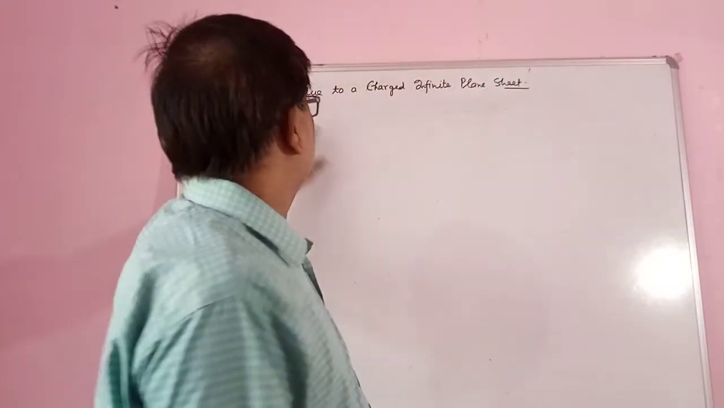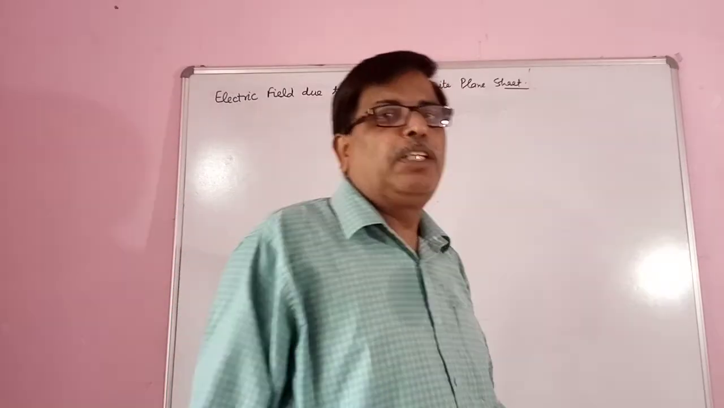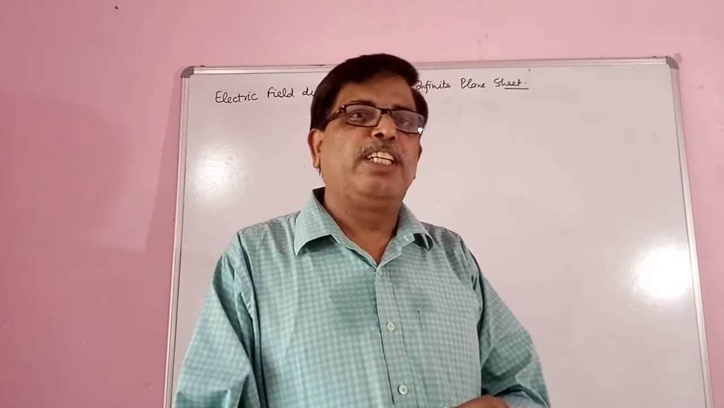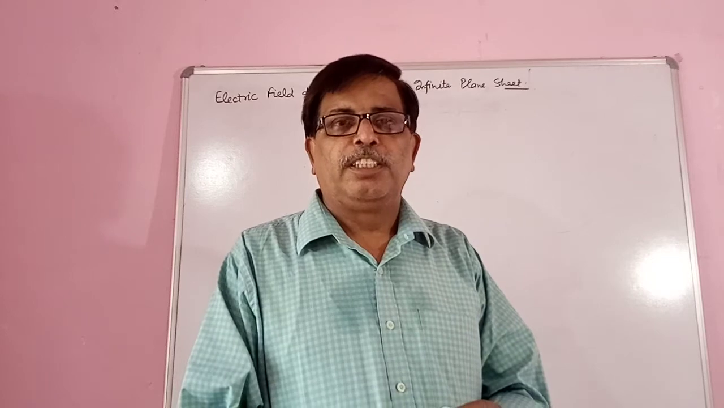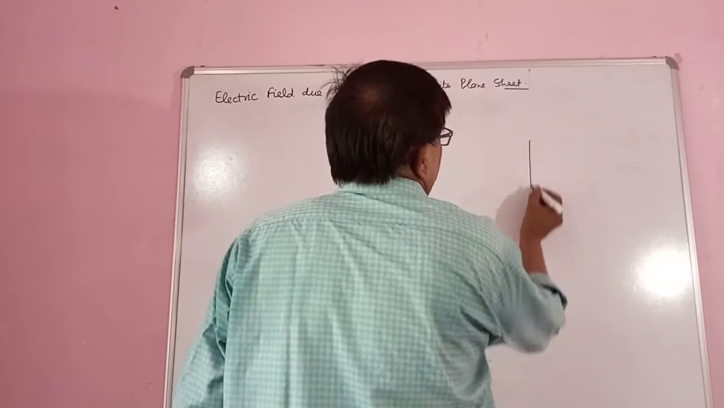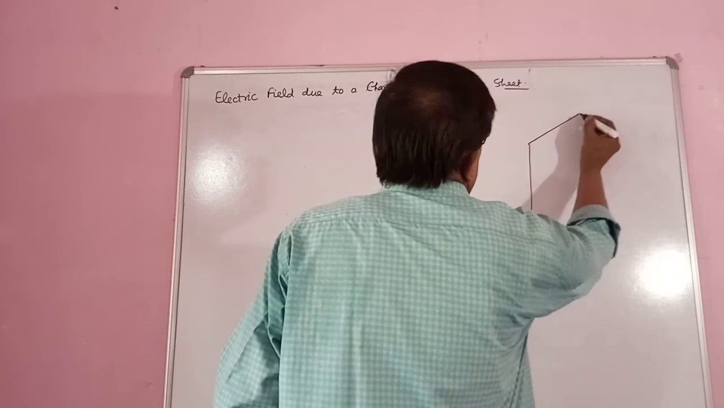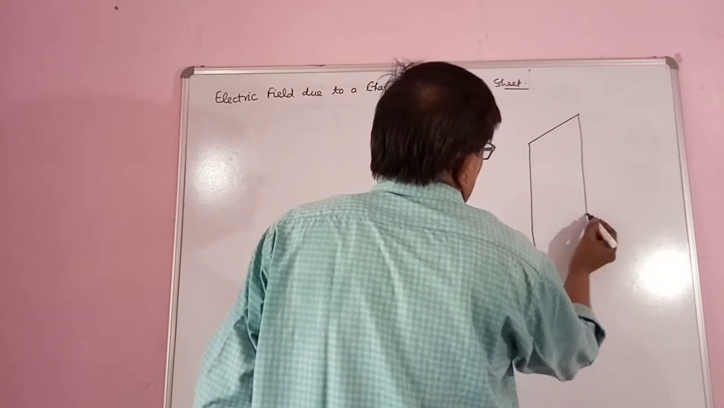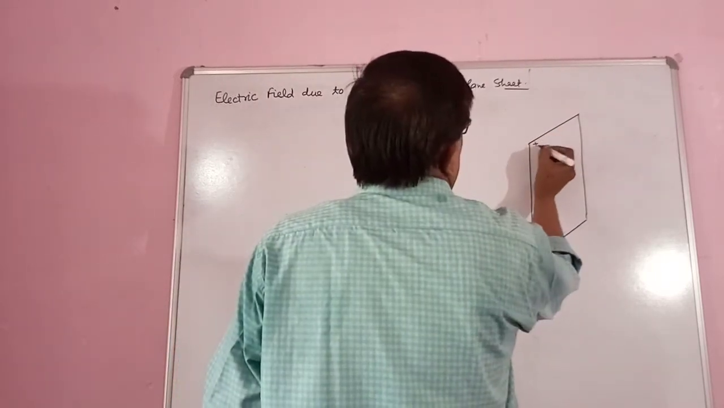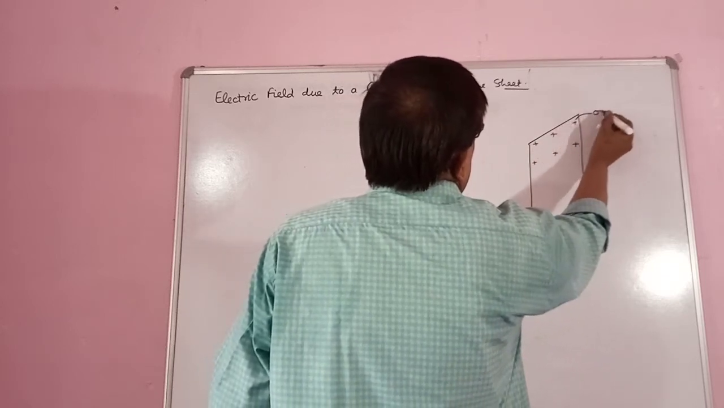So students, today's topic is electric field due to a charge in finite plane sheet. Means we have a large plane sheet and a charge is uniformly distributed over this sheet. Suppose we have this charge sheet and charge is uniformly distributed.